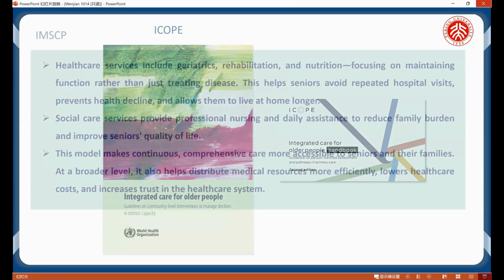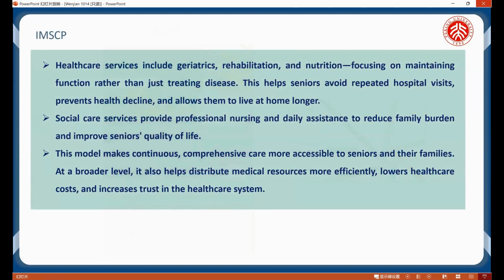For the IMCP, healthcare services include geriatrics, rehabilitation and nutrition, focusing on preventive care rather than just treating diseases. This helps seniors avoid repeat hospital visits, prevents health decline, and allows them to live at home longer.